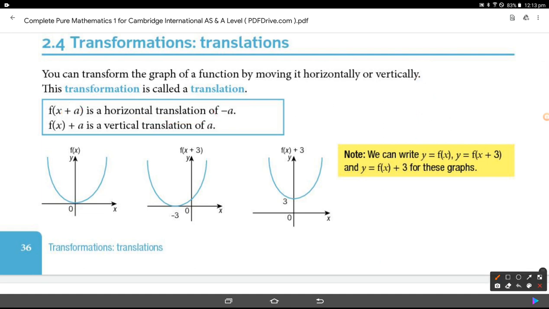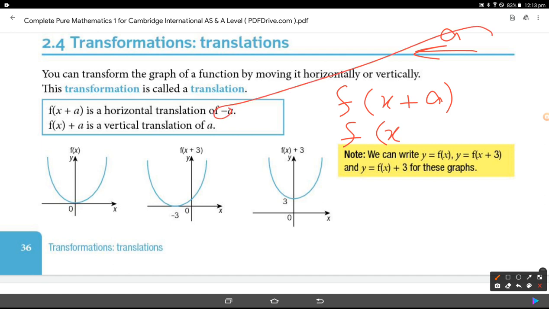I repeat again. For example, if I have f(x + a), it means it will go to the left-hand side by a units. Why the left side? Because of the negative sign: the right side is positive and the left side is negative. And if I have f(x - a), it means it will go right by a. So this is very clear.